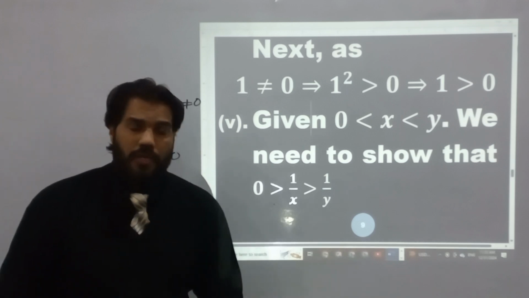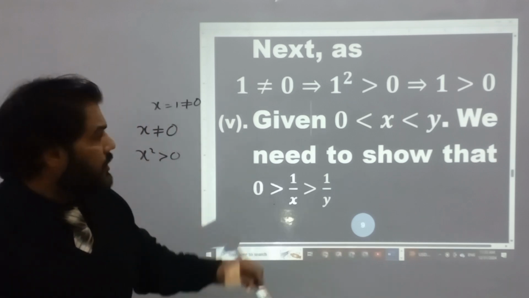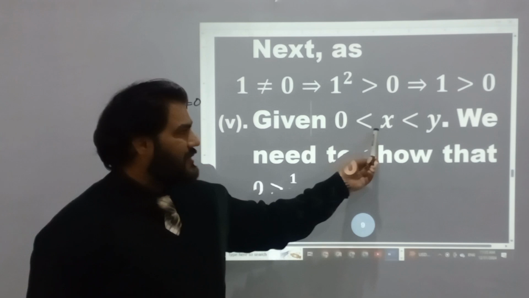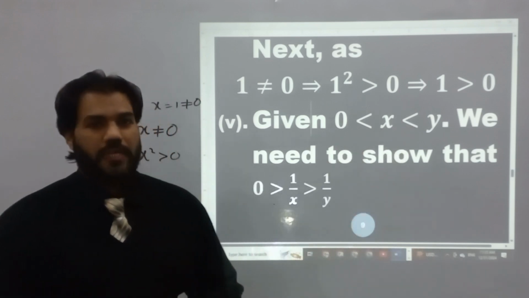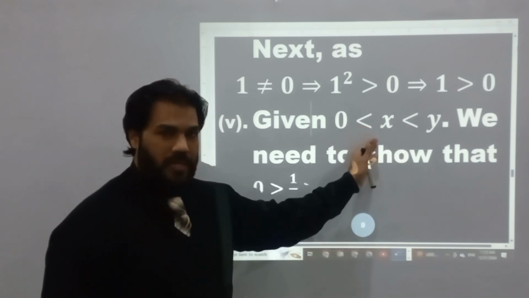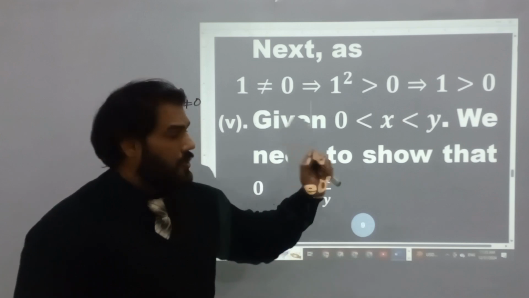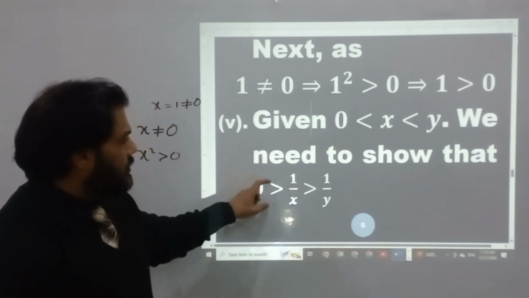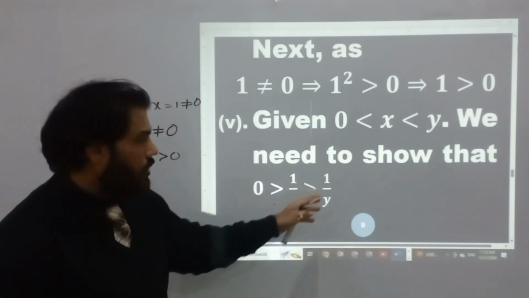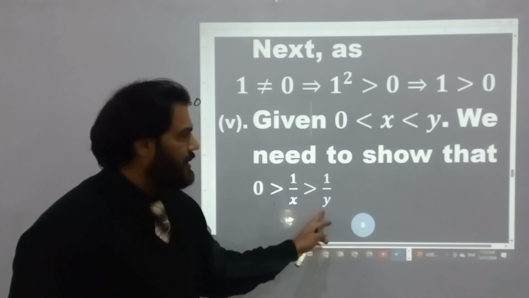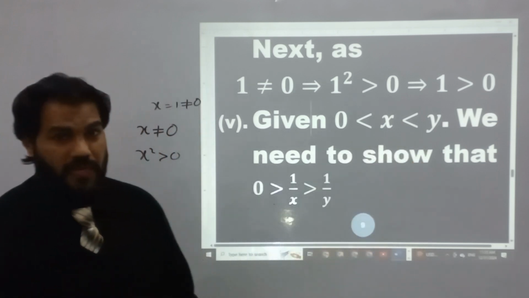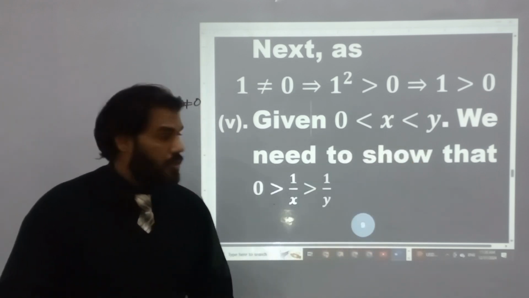Last one. In the last property, we have to show that if x and y are two positive real numbers such that x is the smaller real number and y is the larger real number, then the reciprocal of x is greater than the reciprocal of y. That is, 1 over x is greater than 1 over y.